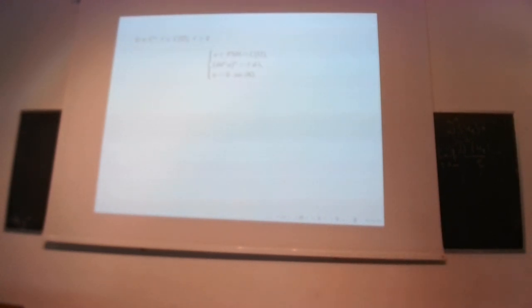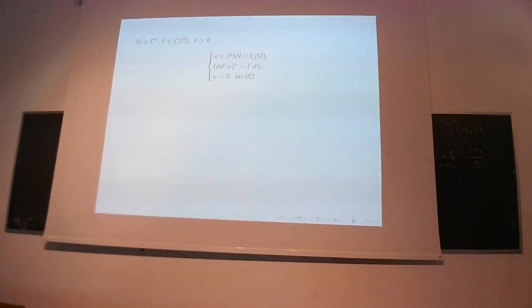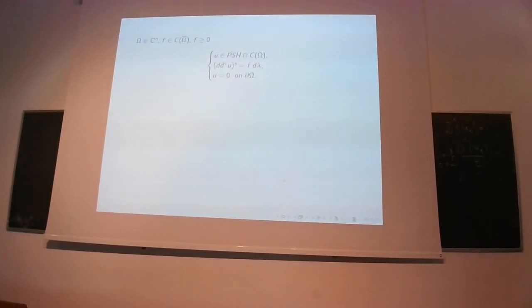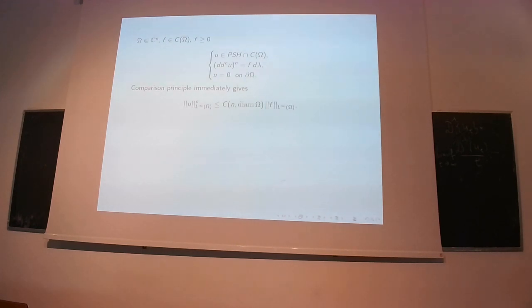I start with complex. So let me consider this Euclidean setting, so a bounded domain and a plurisubharmonic function that vanishes on the boundary, and whose Monge-Ampère is given by some density. I mean, essentially equivalent, you can think of U at least for now as smooth. So the trivial estimate is this. This is immediate from the comparison principle, just comparing this U with the modulus of Z squared.